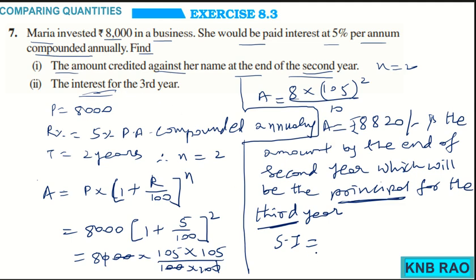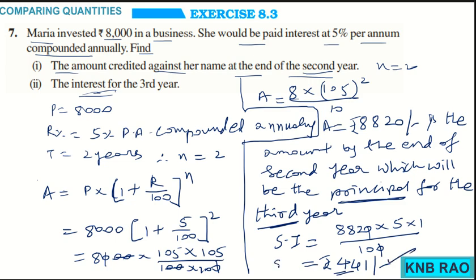Interest for the third year: for the third year, this 8,820 becomes the principal. So 8,820 into rate of interest into 1 year by 100. So this 0 cancels. Now it is very simple. You'll get 441 rupees being the interest for the third year. Okay, so simple interest for the third year you can write here. This is how we can solve this question.